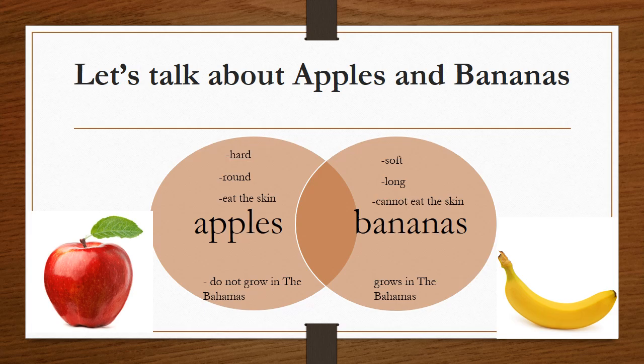Now, how are apples and bananas alike? They are fruits. Excellent job. I know that you can think of other ways that apples and bananas are alike and other ways that they are different.